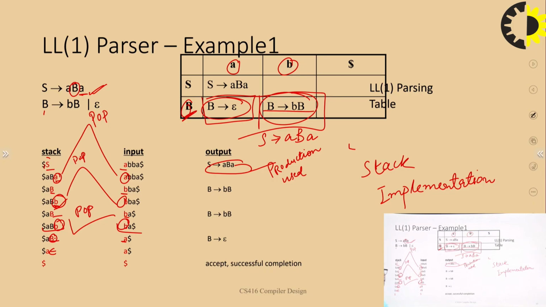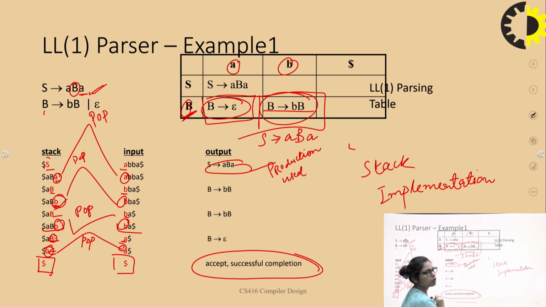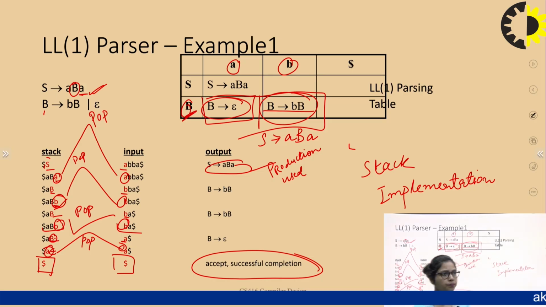The actual production is epsilon, right? And epsilon is nothing, it's a null value. So again, I'm comparing these two things, A and A. Again, we pop this. Now I have dollar and dollar left, and this string is accepted and successful completion is done. This is called LL1 parsing.